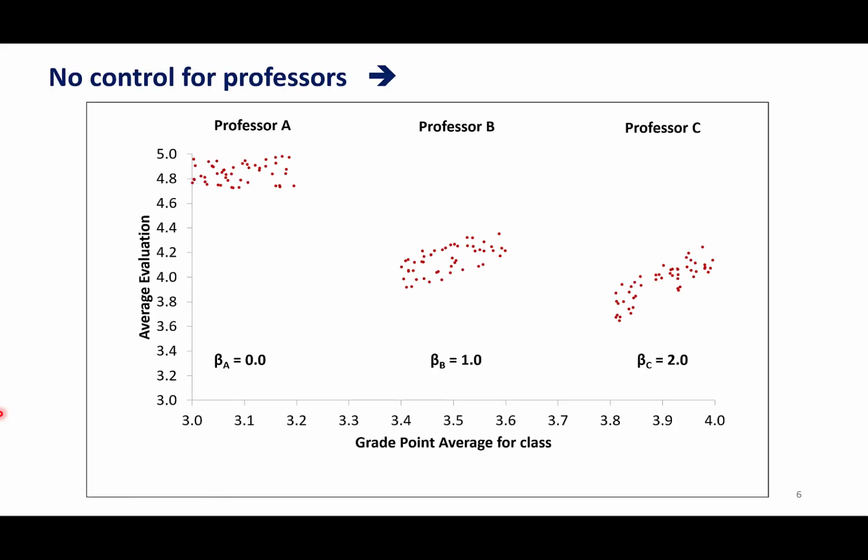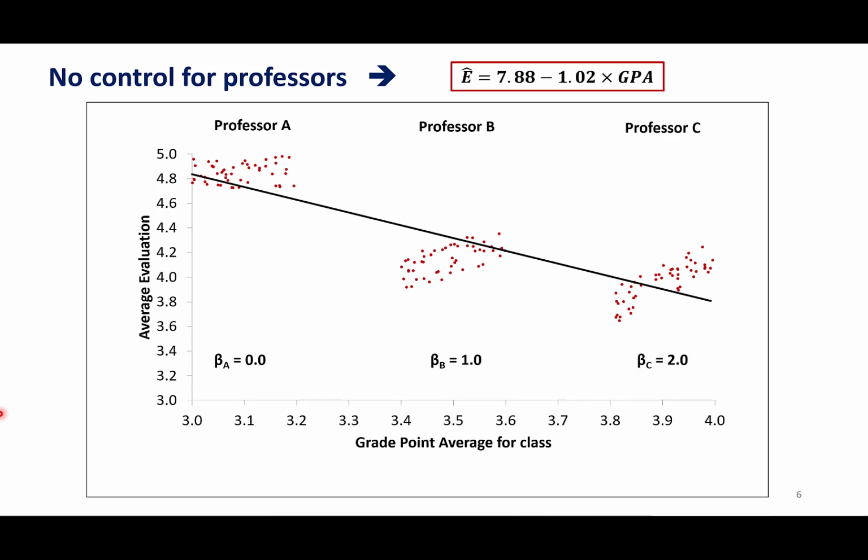Okay, so let's start with a simple regression model where we do not control for the professor. Okay, so we find the line that best fits the data, and that's going to give us this equation up here, where E hat equals 7.88 minus 1.02 times GPA. Okay, so first you might be confused because we're getting an intercept here of something like 4.85 or so.